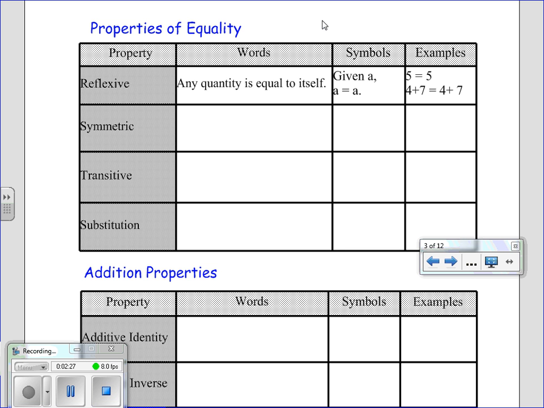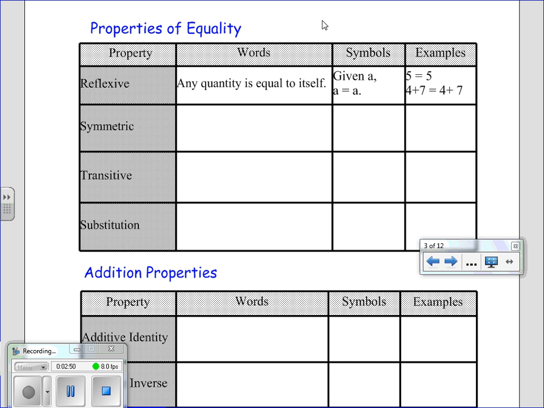And we'll do that together right now. So the reflexive property we just talked about is any quantity that's equal to itself. So if you're given A, under symbols you write given A, A equals A. And numerical examples would be 5 equals 5 or 4 plus 7 equals 4 plus 7.